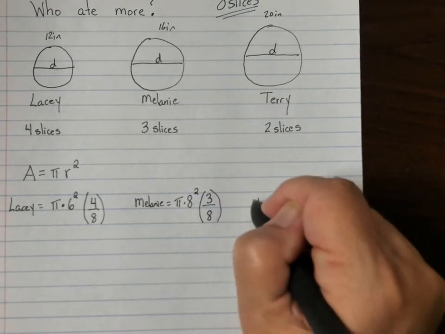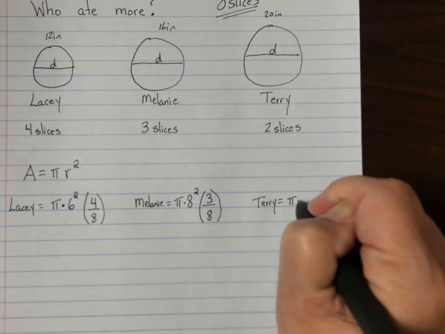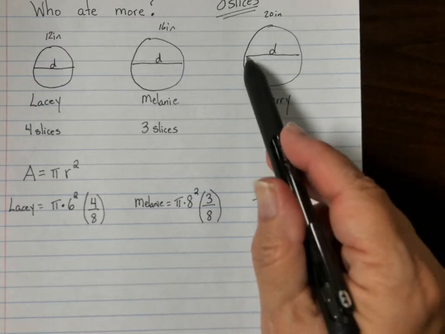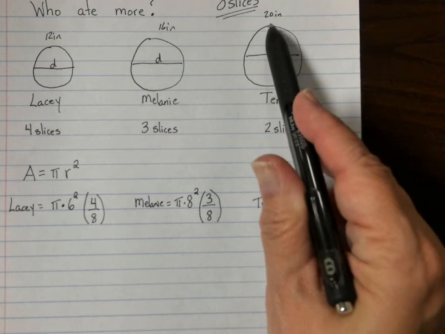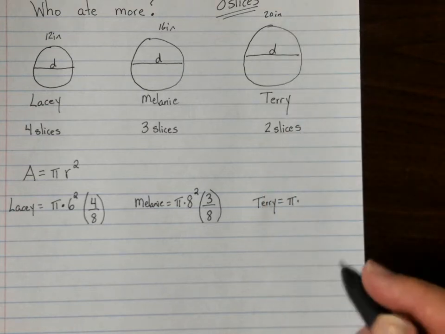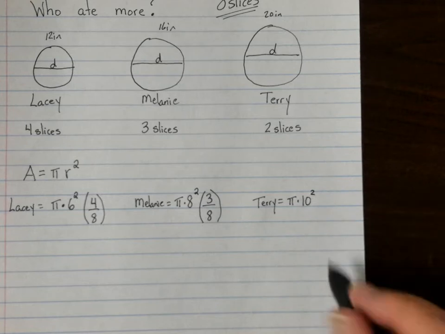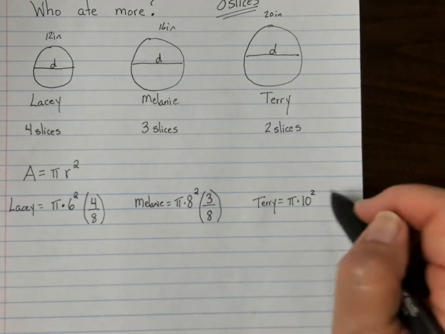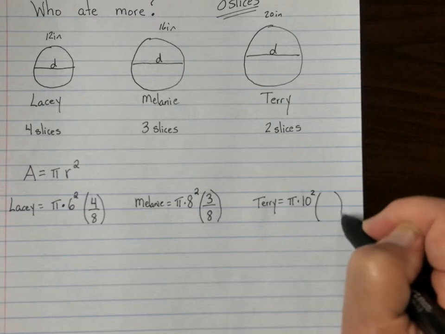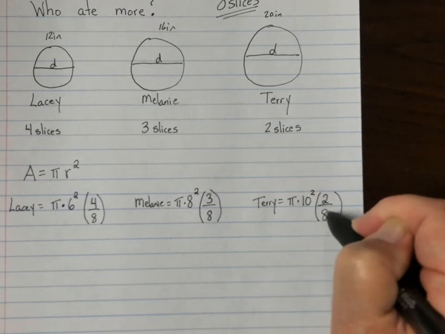Alright, now let's look at what Terry ate. Pi. Alright, so Terry's pizza was 20 inches in diameter. So the radius of that pizza would be 10. So this is the area of the whole pizza. And now we're going to multiply by the part that Terry ate. He ate 2 out of 8.